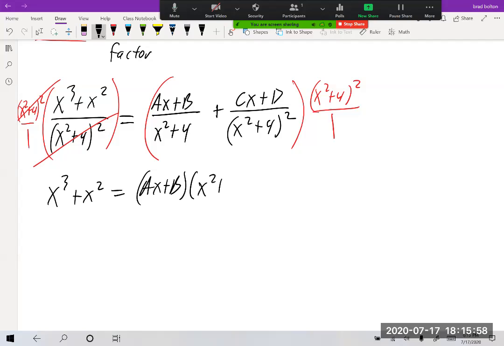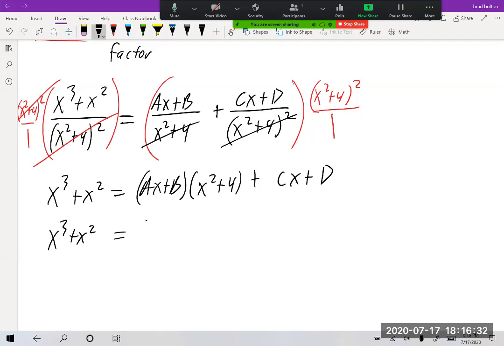times (x squared + 4), because one of them cancels but not both, plus (cx + d), but this time both of them cancel, right? So both of those cancel, and then one of these cancels. So let's see. I think we have to do it this way again, because there's really nothing that's going to make that 0. I guess we could use x equals 0, but I think we should use this method that I used in the previous example. So we have x cubed + x squared, and the coefficients are both 1. So we're kind of lucky on that.